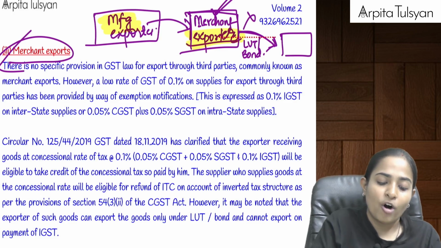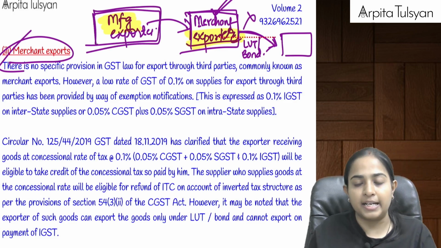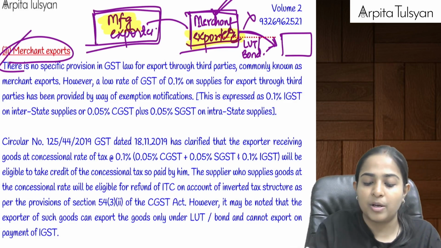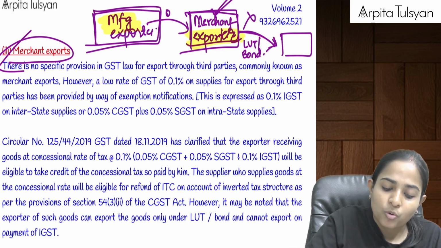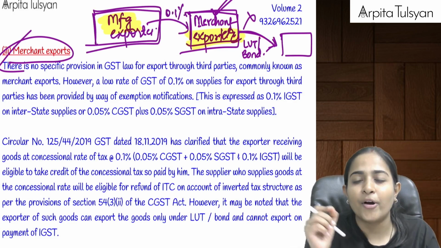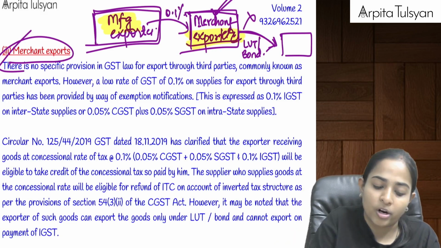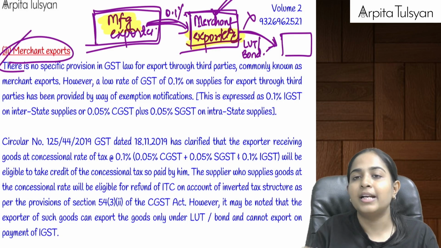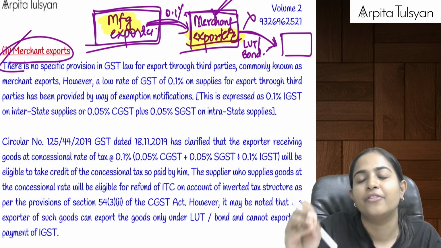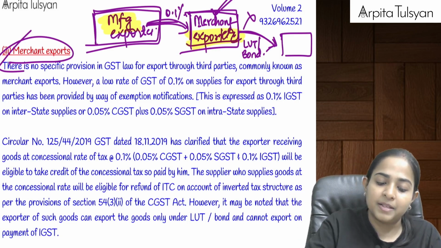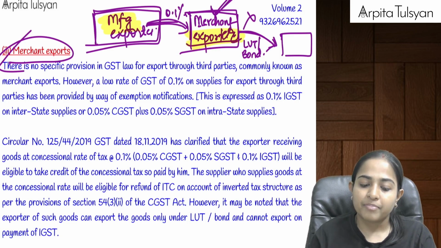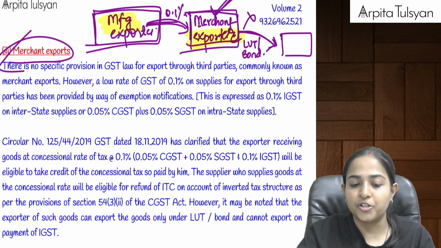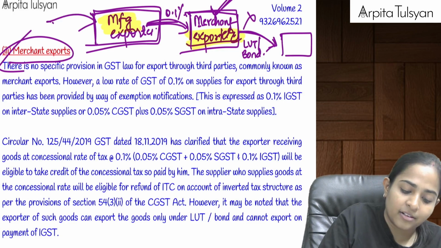Now what benefit will this manufacturer get here? When this manufacturer is doing the supply to the merchant exporter, there is only a tax of 0.1% applicable on its outward. Means when this manufacturer is selling it to the merchant exporter, it will just collect 0.1% tax from this merchant exporter. Are you clear with this? A very small amount will be collected from this merchant exporter as its outward supply.